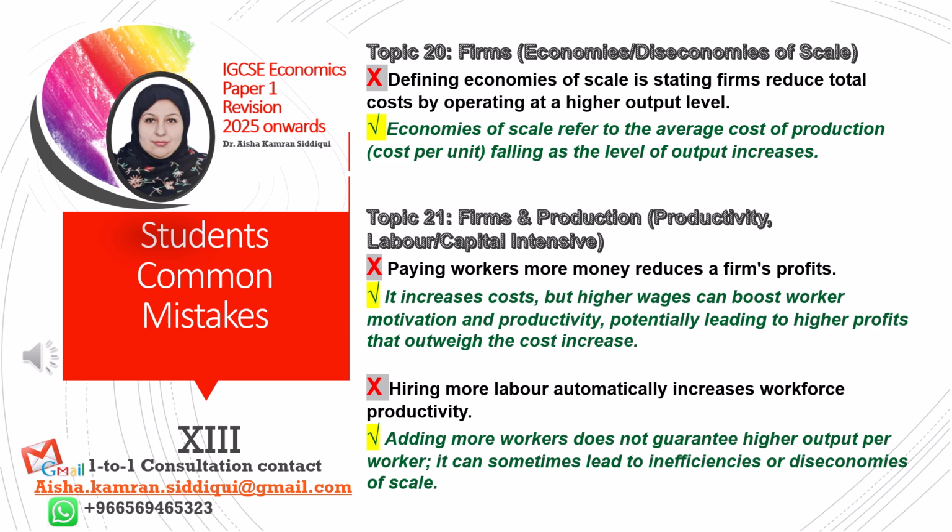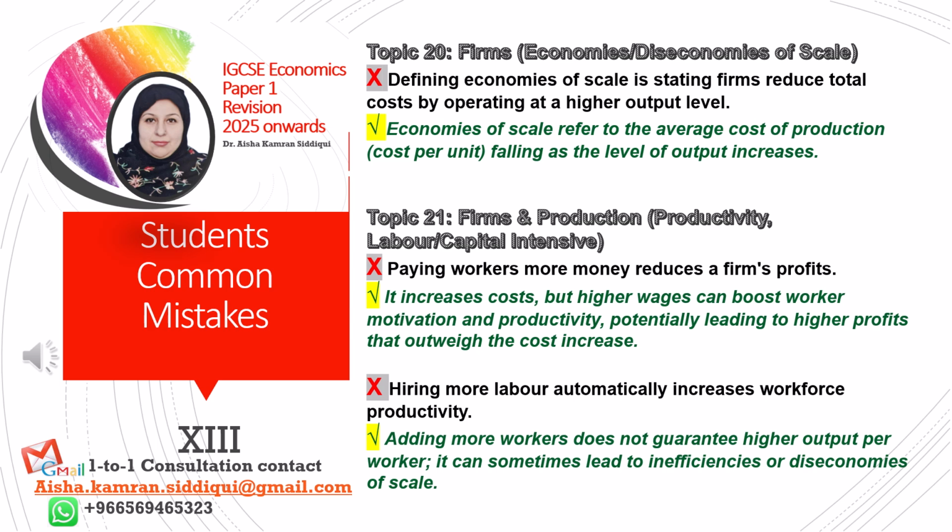Topic number 20, firms, economies and diseconomies of scale. Here, students tend to define economies of scale as firms reducing total cost by operating at a higher output level, whereas economies of scale refer to average cost of production, cost per unit, falling as the level of output increases.